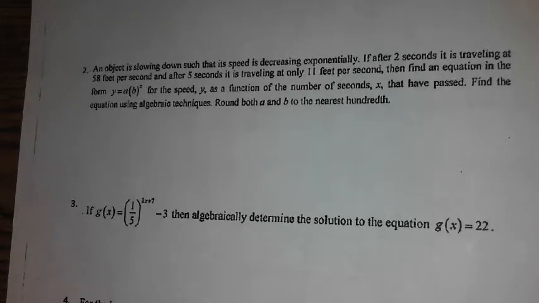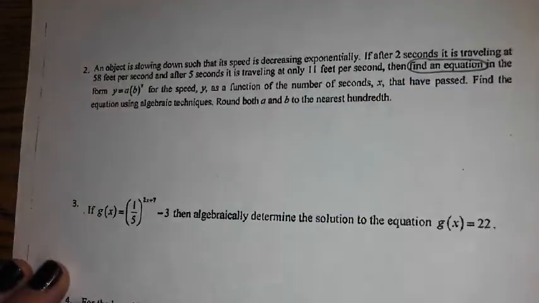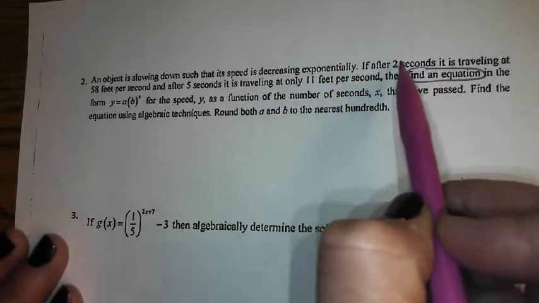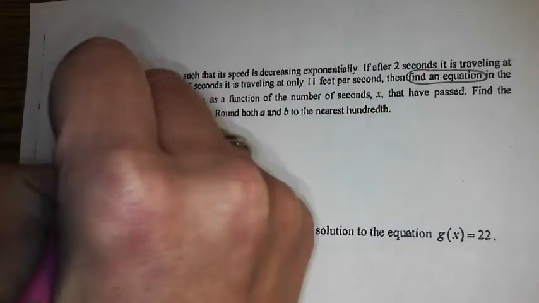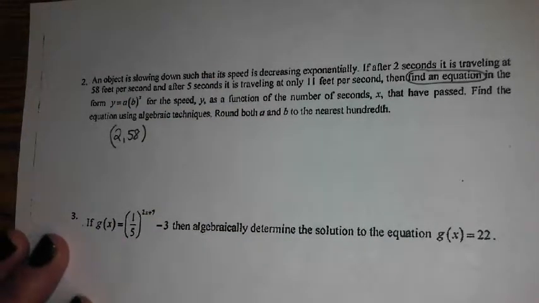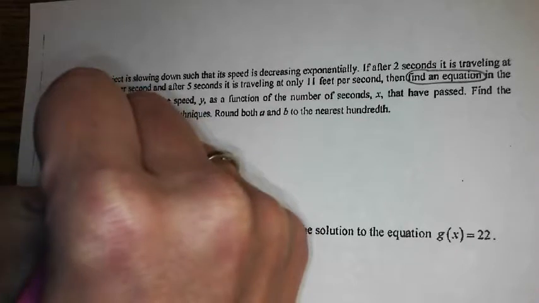After 5 seconds, it's traveling at only 11 feet per second, then find an equation. So this is writing an exponential equation. They gave us 2 points. They sort of hid them. They are (2, 58) and (5, 11).